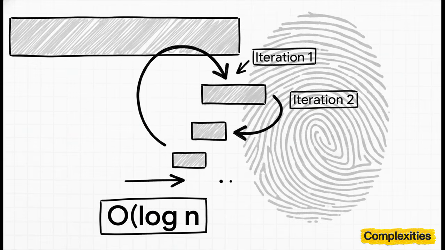And hey, remember our dictionary search. The whole idea was cutting the problem in half over and over. Whenever you see a loop with a main variable being divided by 2 each time, or maybe even multiplied by 2 until it reaches some target n, that is the unmistakable fingerprint of logarithmic time, O of log n.